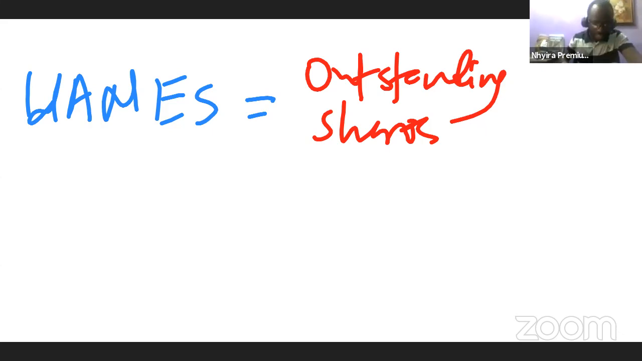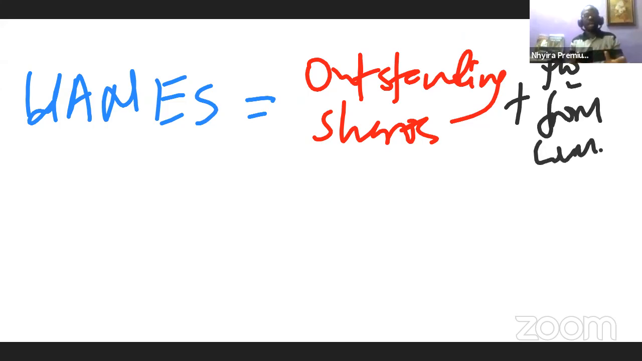So we bring the outstanding shares and then we add the number of shares from the conversion. This is how we get the weighted average number of equity shares. So let's pull a scenario up real quick to make it sensible.